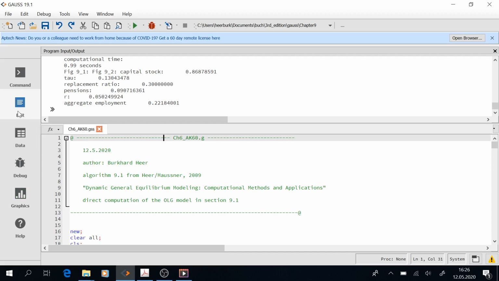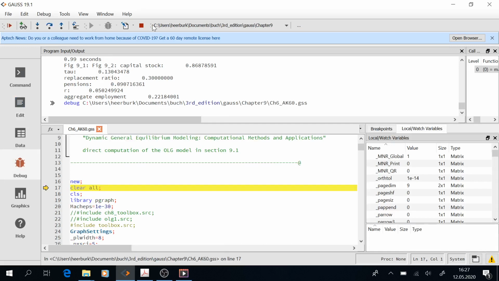Now let's get into this program and let's debug it together. It's also advisable that you always save a copy if you want to change anything, so save it under a different name in your directory if you plan to make any adjustments. So let's debug and jump through the initial lines here.